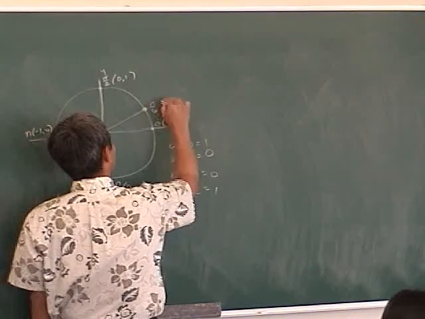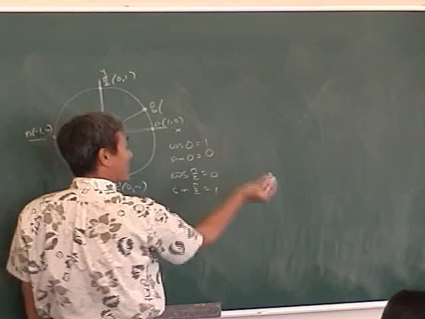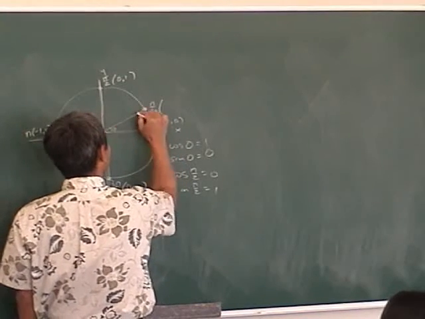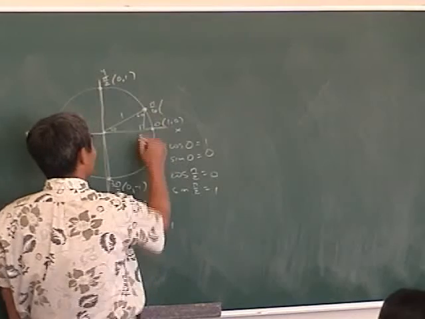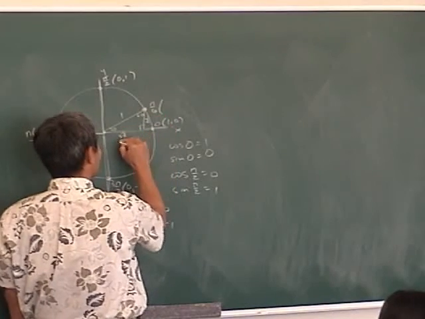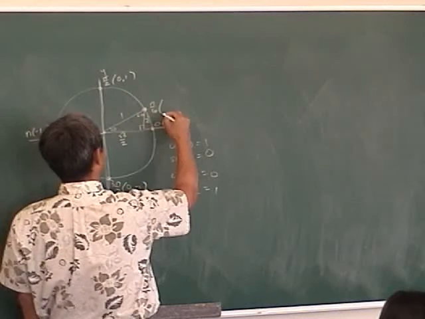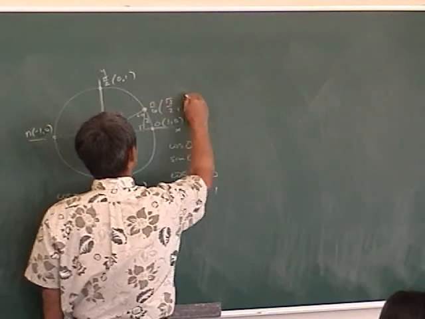What are the coordinates of this point? See, that's why we did the review. When you make a 30, 60, 90 triangle, this is 30, this is 60. If the hypotenuse is 1, this is a half, and this is root 3 over 2, right? So what are the coordinates of that point? Root 3 over 2, comma 1 half.